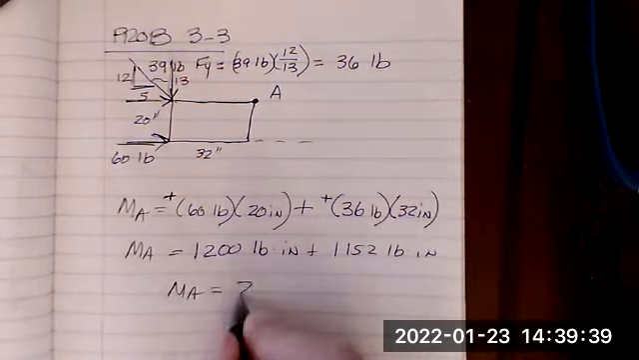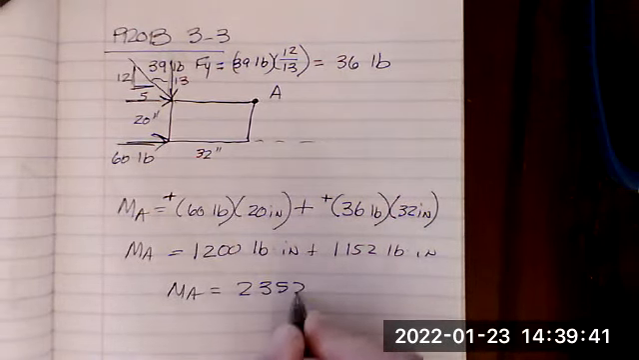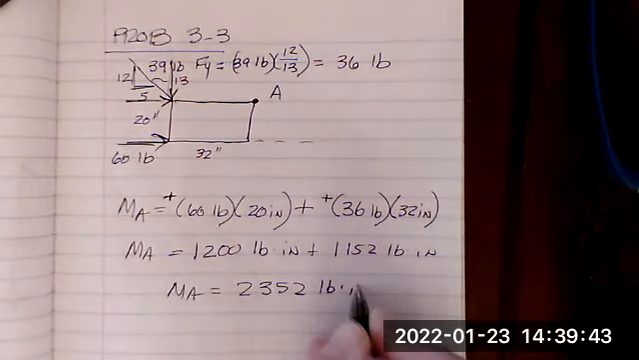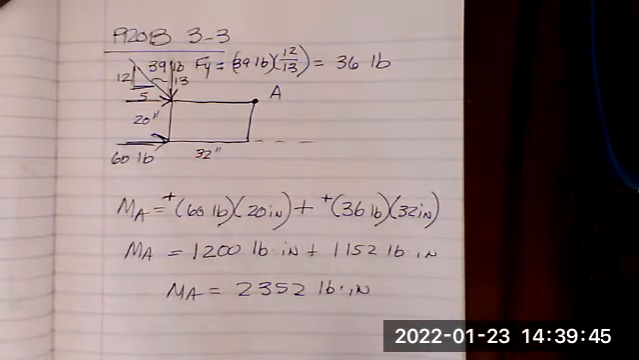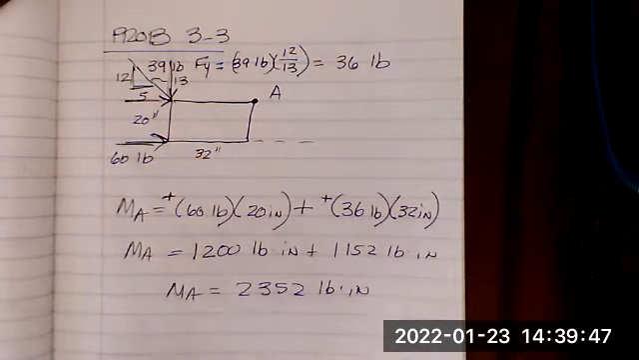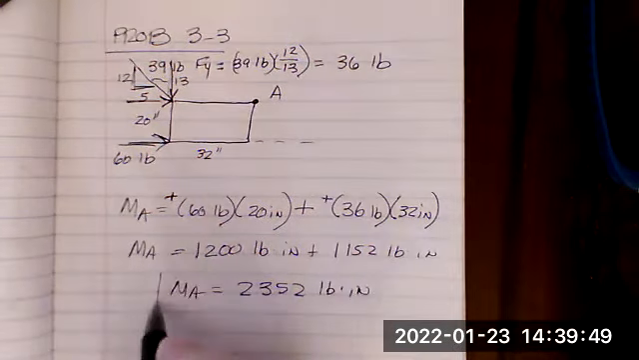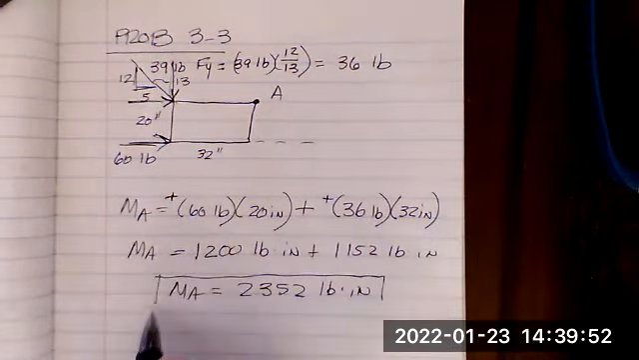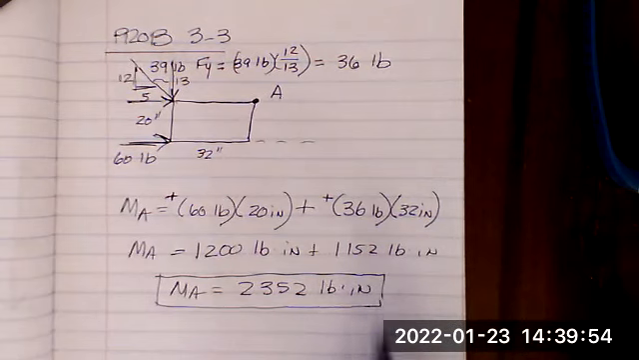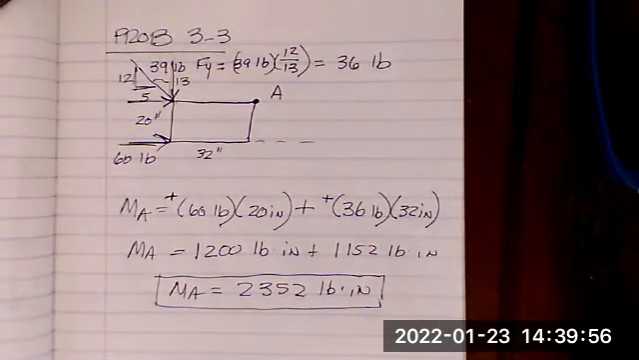A equals 2,352 pound inches. 2,352 pound inches would be the answer to this problem. Okay, so that's problem 3-3.